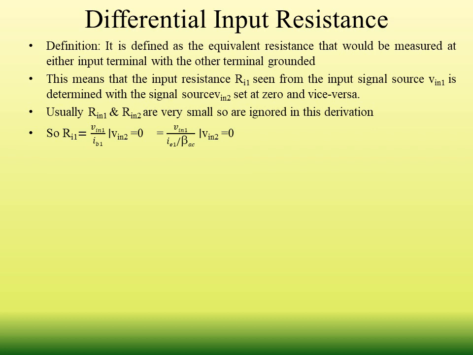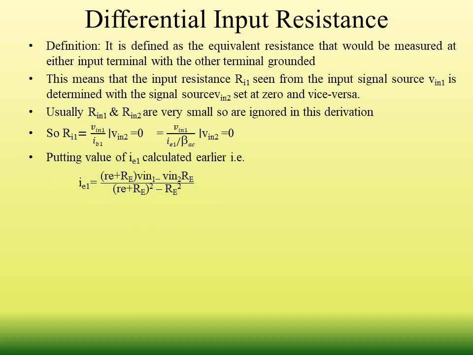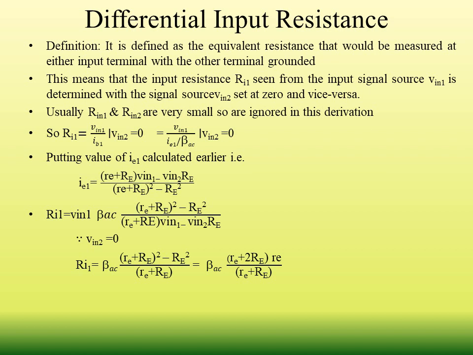Now, mathematically Ri1 can be defined as Vin1 upon IB1, input signal voltage and the base current flowing through it. And what is the condition? Vin2 should be 0. Now again, in place of IB1 we have replaced it with the help of current gain and emitter current as shown in the equation. Now we know the value of IE1, so we put it in and simplify it, and we get Ri1. Now in this equation of Ri1, we have to put the condition Vin2 equal to 0. When we place it and further simplify it, we get the following equation.